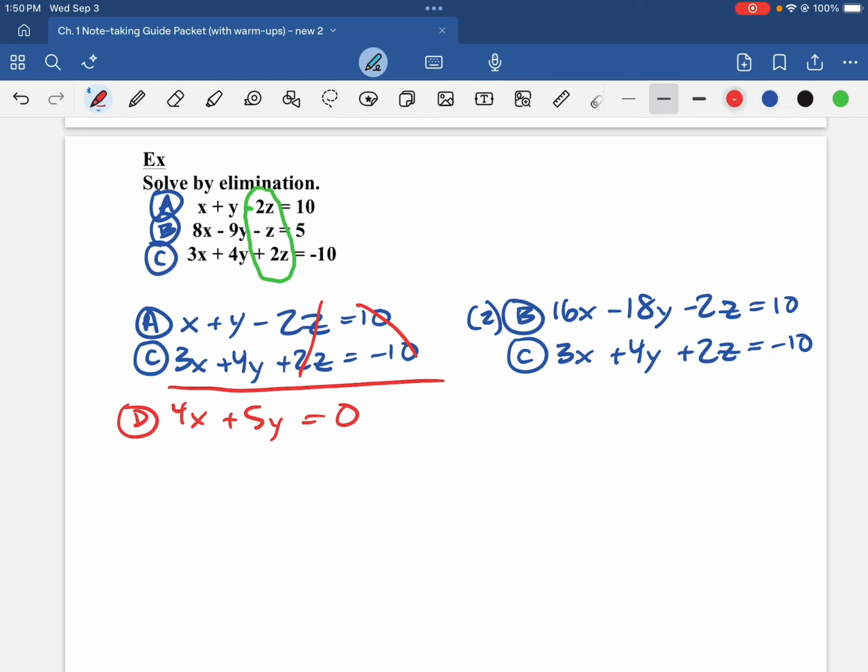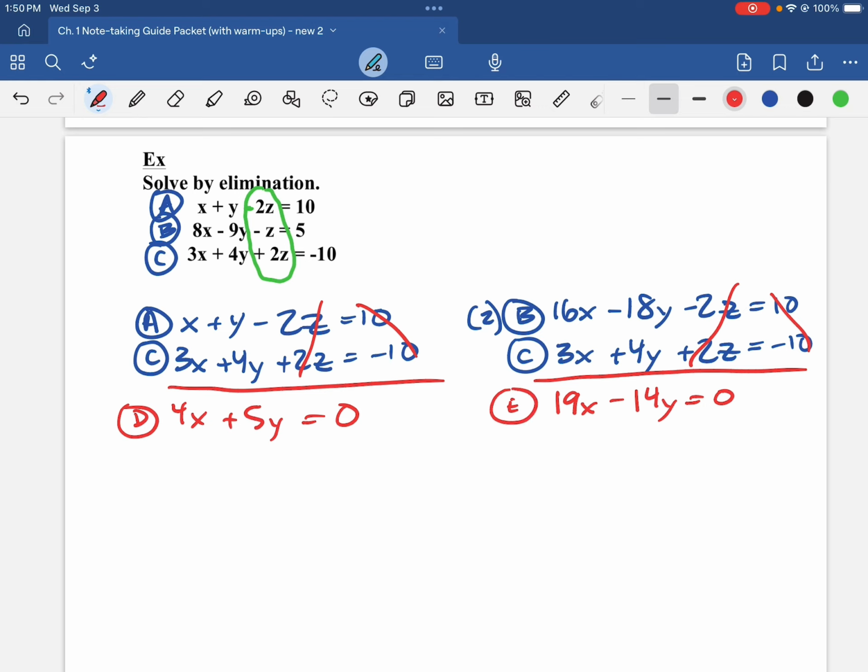All right, and now I'm ready to eliminate again. So the z's will go again on both of those. So 19x minus 14y equals 0. This can be equation E. All right, and now I'll use these 2 equations together.